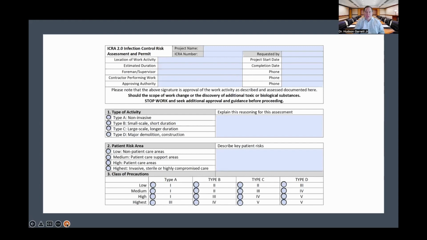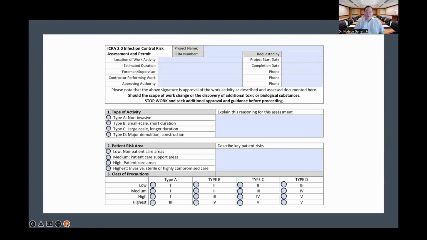Step 2 is going to be looking at the patient risk area, as we just identified. Let's say, for example, that we're going to knock down the wall between OR1 and OR2. Well, we know that that's going to be type D, so we're doing some type of major demolition. We're going to completely renovate both of those suites, so we're looking at multiple areas.